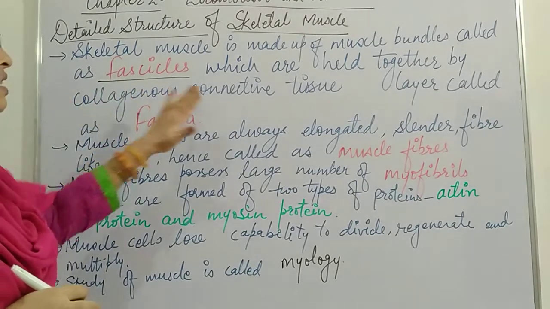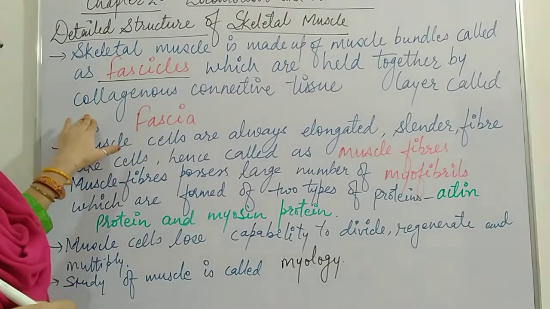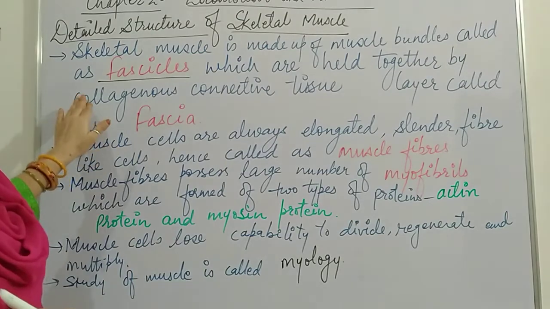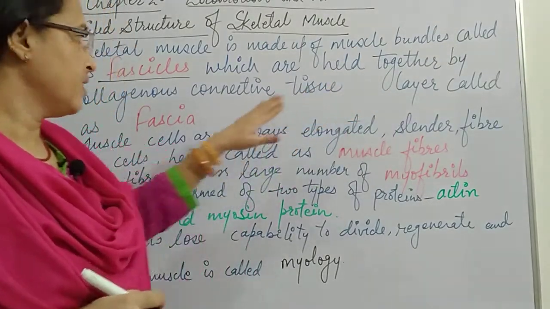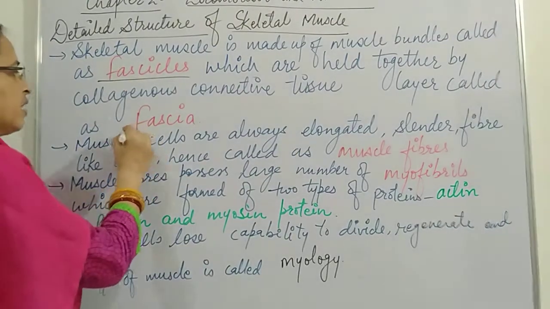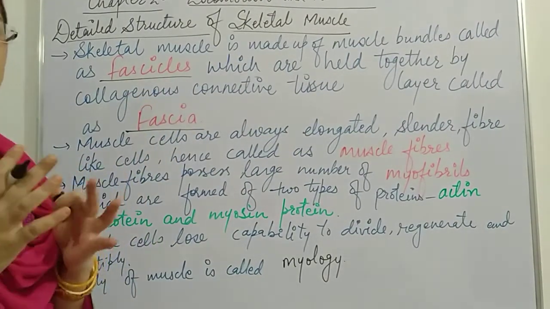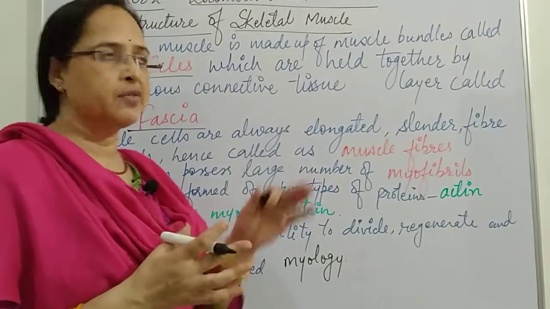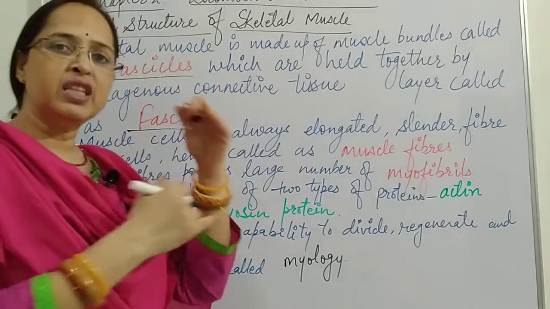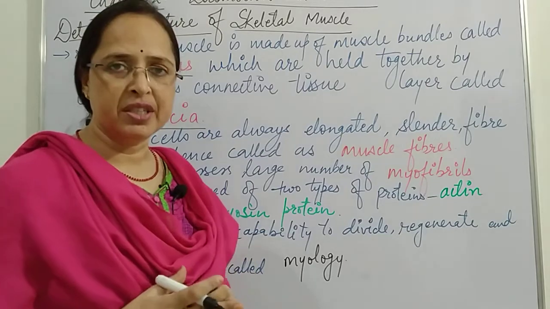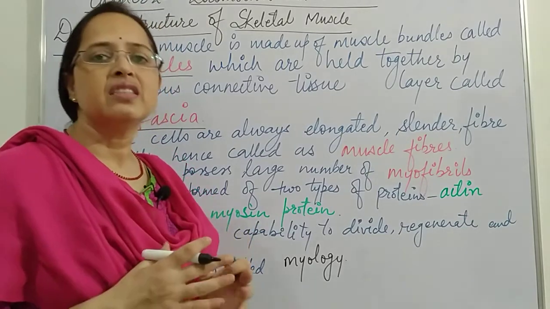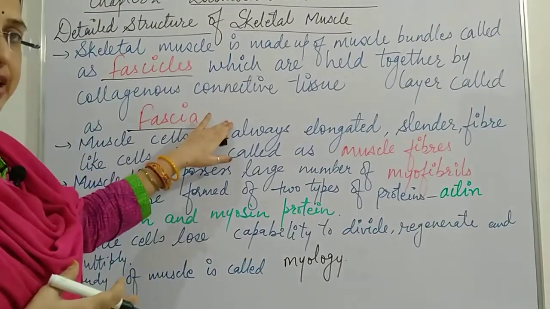That means this connective tissue is made up of collagen protein, and it forms a layer which is called fascia. That means a bundle of muscle is called fascicles, which is held together by a layer made up of collagen protein, and this is called fascia.